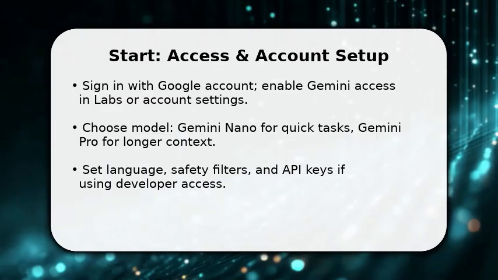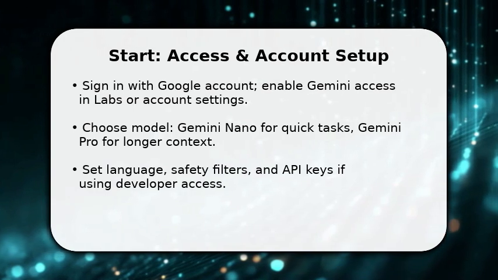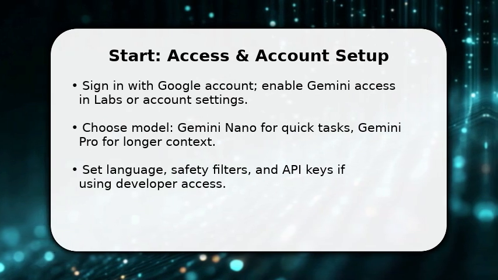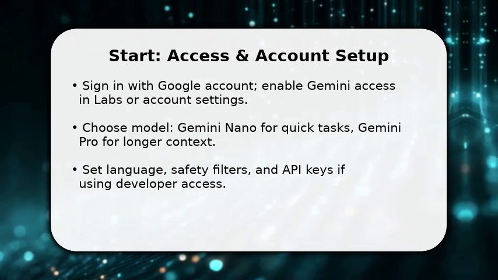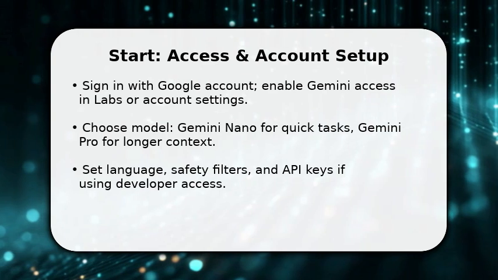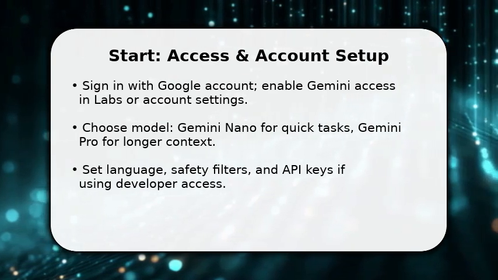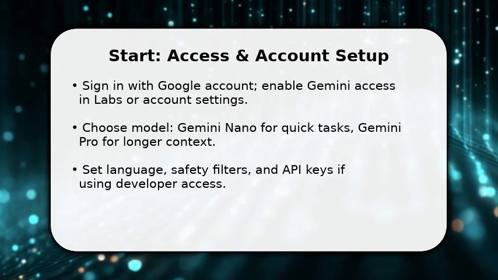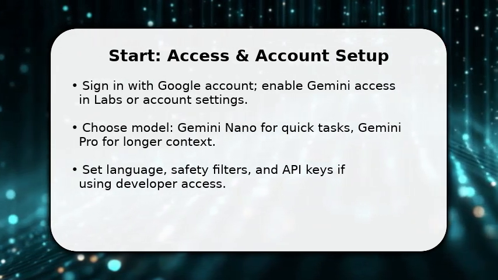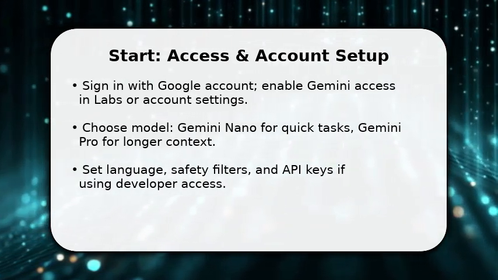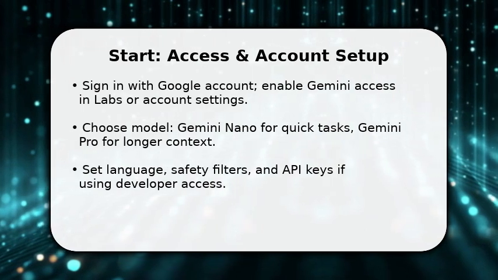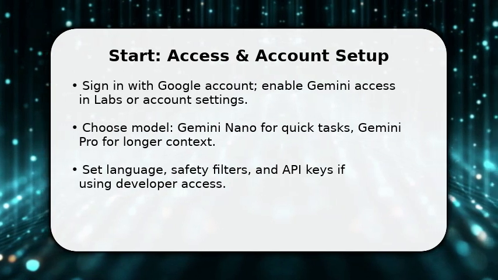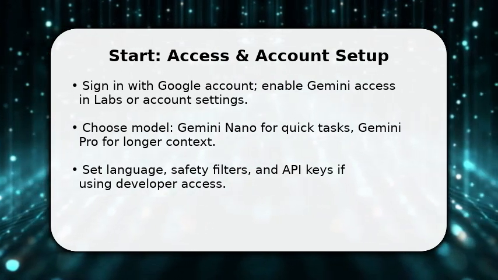You begin by opening Gemini and signing in with your Google account so your preferences and history sync. Once done, enable Gemini in Labs or Account Settings. This unlocks model choices. You should pick a model that matches your task: Gemini Nano for speed, Gemini Pro for deep context, because the choice affects latency and token limits. Make sure to set language and safety filters and copy API keys when using developer mode. This prepares you to send requests securely and predictably.